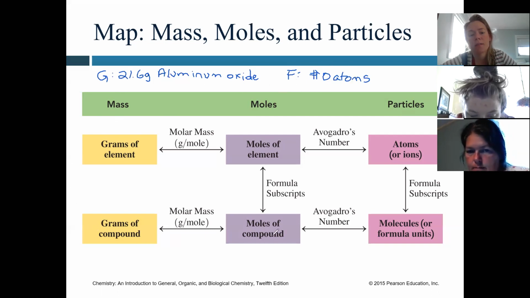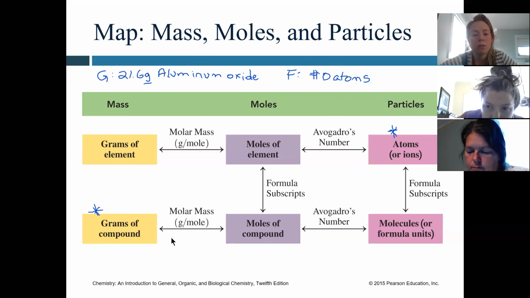So looking at this, we're starting with aluminum oxide. That's a compound and gram is a mass value, so we're going to start over here in mass. Number of oxygen atoms, that's a particle, and specifically atoms, so we're going to end over here. You've got a couple steps to take. You can go a few different ways. You can go here and up. You can go here and over. I will give you 5 minutes to get that set up and calculated.